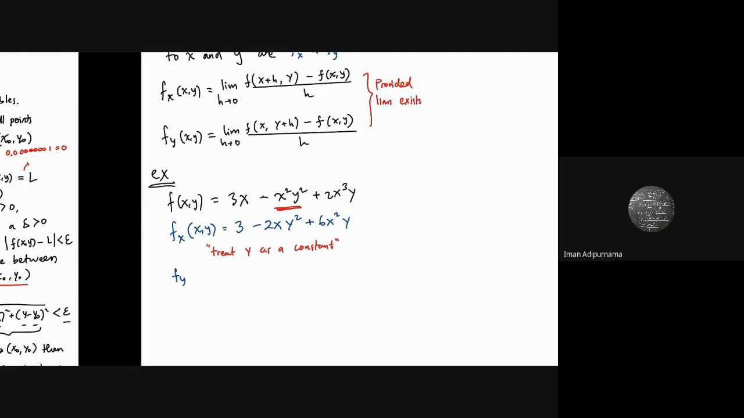And if we are looking for partial y, we need to treat x as a constant. So 3x becomes 0. And this will be negative 2, let me write x squared and y. So from y squared, it becomes 2y. Okay, that is what's happening. And then plus 2x cubed, so we treat x as a constant.